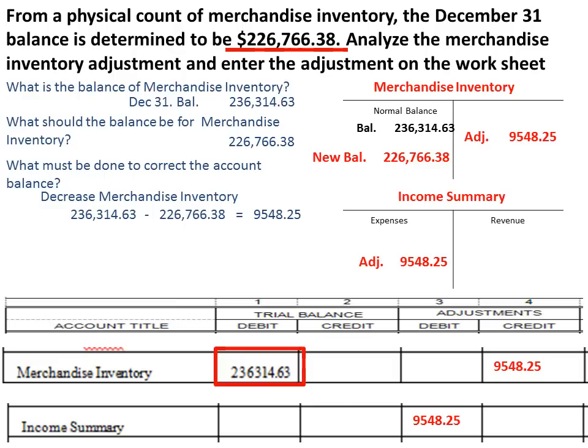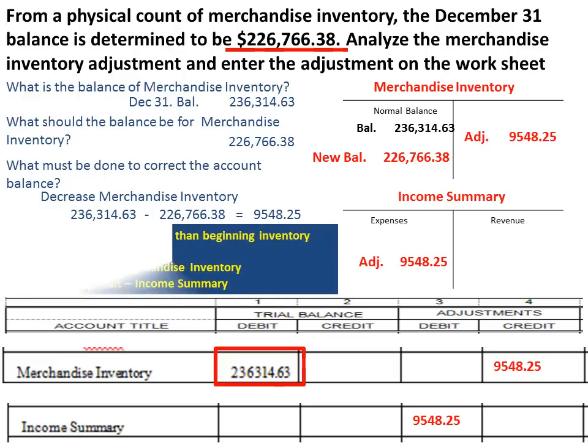Why did we not put $226,766.38? The reason is, as we move to the balance sheet, that number will show because we will take the beginning balance of the trial balance minus the adjustments, and that will get us to the balance sheet. So that's why we have not used the $226,766.38 yet, because that will ultimately show up in our balance sheet columns when we complete the worksheet. Hope this helps, and happy accounting.